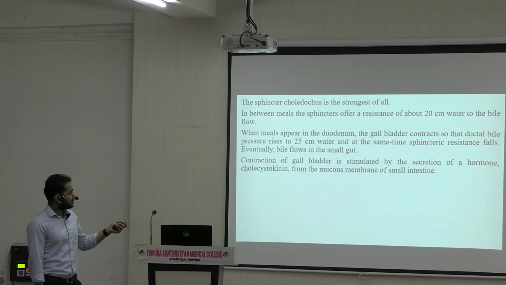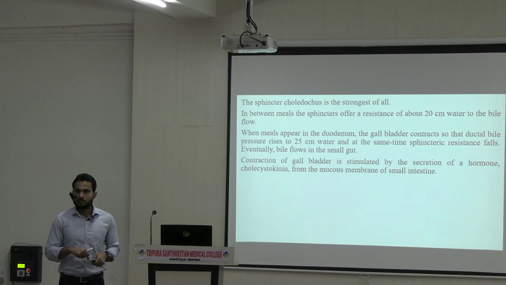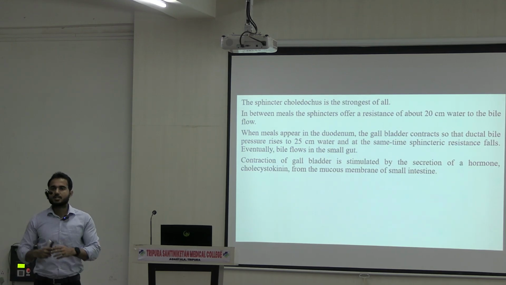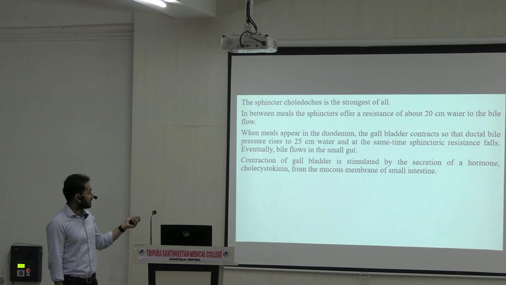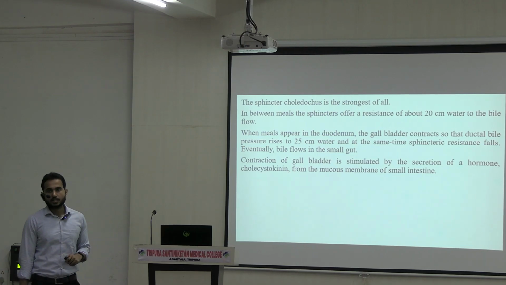Now when the meal appears in the duodenum, the gallbladder contracts so that the ductal pressure rises to 25 centimeters of water. That means whenever a fatty meal reaches the duodenum, the cholecystokinin will be secreted, and it will cause contraction of the gallbladder. As a result, more bile which is present inside the gallbladder will come out into the extrahepatic system. The pressure inside the extrahepatic biliary system will increase up to 25 centimeters of water. As a result, the sphincter resistance falls, and eventually the sphincter will open and the bile will flow into the small intestine, that is, into the duodenum.